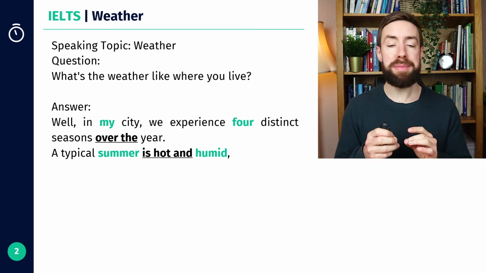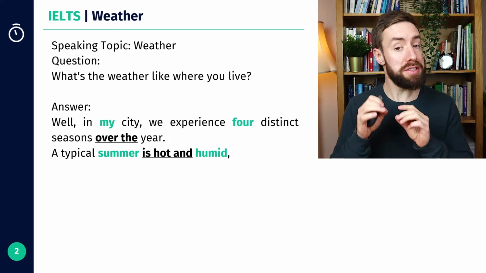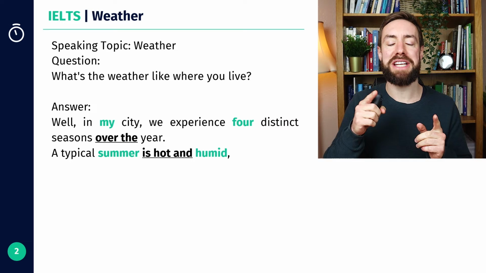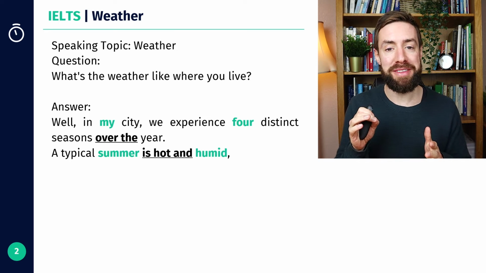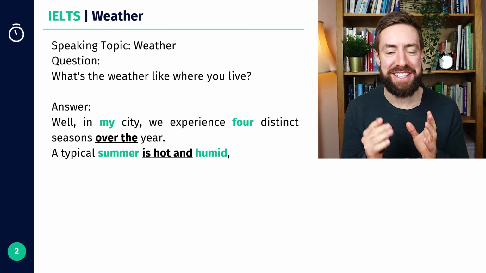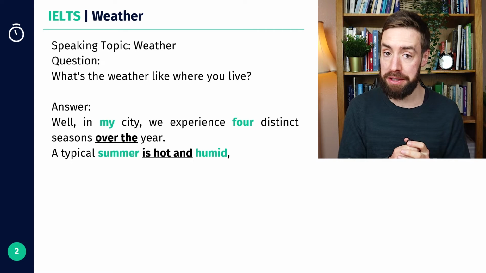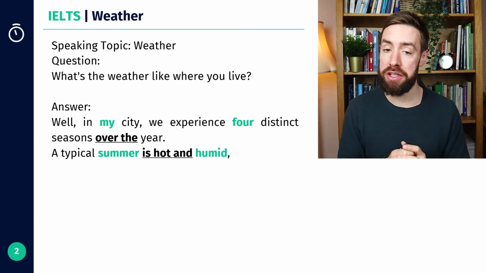Next, a typical summer is hot and humid. So the is hot and becomes is hot, like it's one word, is hot and humid. A typical summer is hot and humid.